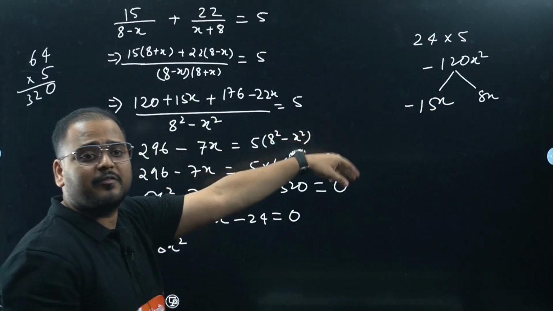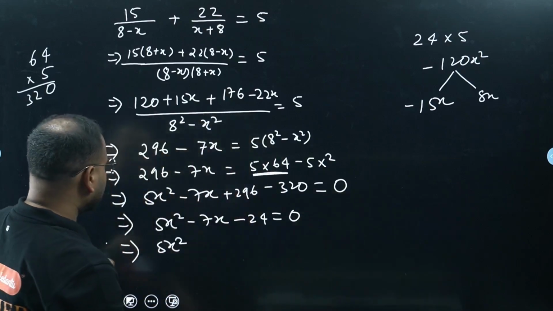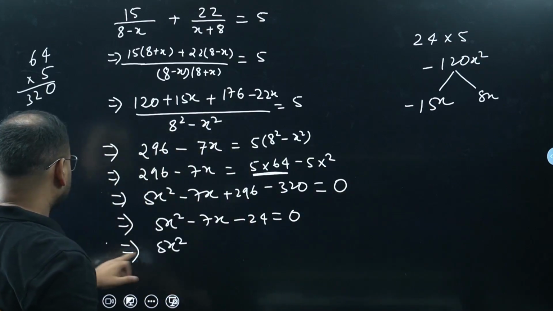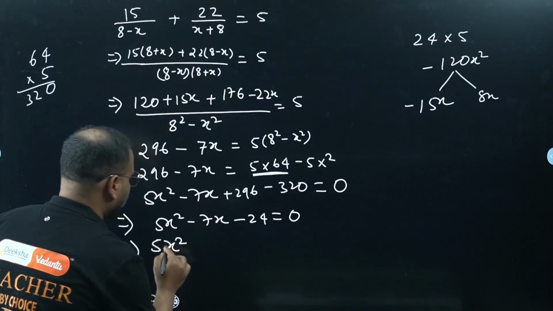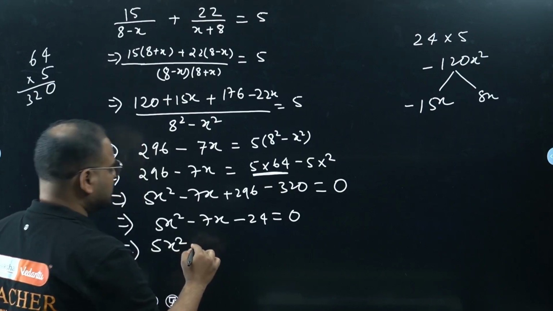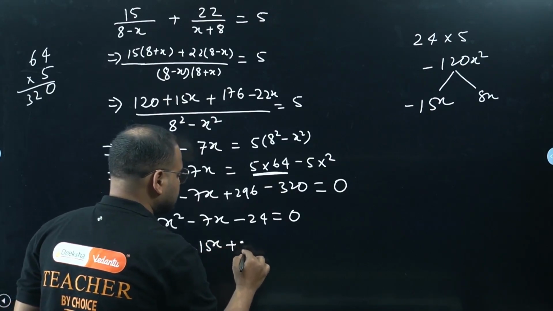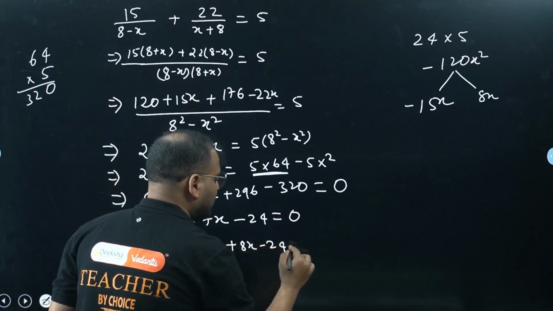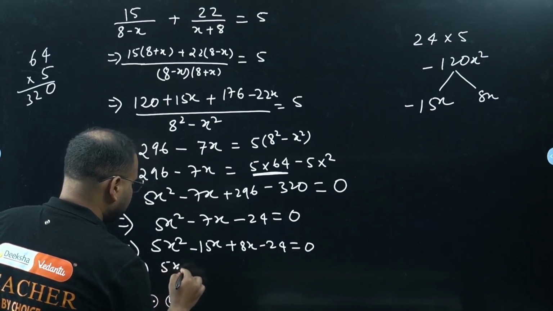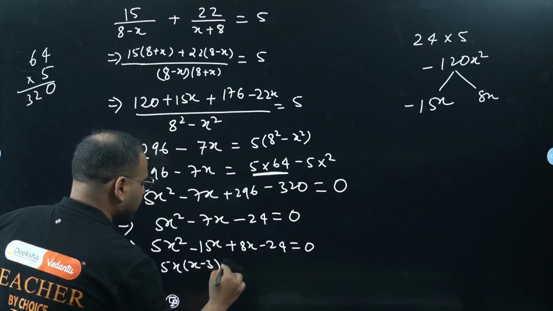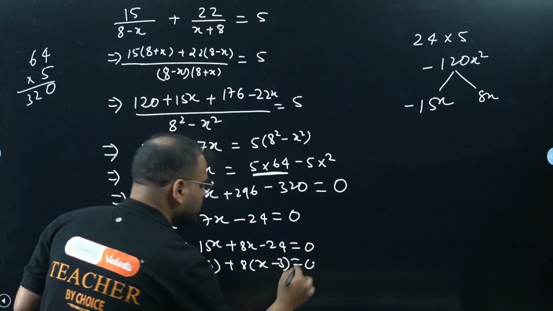Same thing I'm doing here for all the questions. I hope this is not very fast for you. So 5x square minus 15x plus 8x minus 24 equals 0. Please take something common here. I'll have 5x common, I'll get x minus 3. I'll have 8 common, I'll get x minus 3 equal to 0.